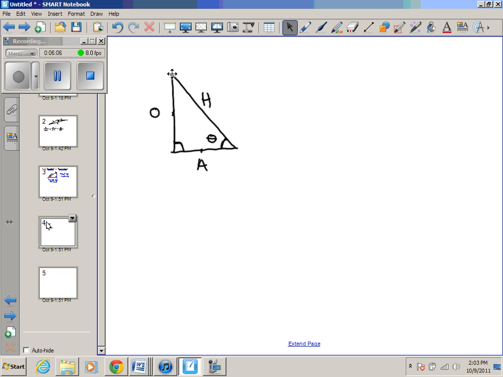So I've got a right triangle with some angle theta, and we've got three sides. We've got the hypotenuse. Hypotenuse is opposite the right angle. Then we've got the opposite side, which is opposite from theta. And then the adjacent side, which is adjacent to or next to theta. And hopefully you remember from geometry, SOHCAHTOA.